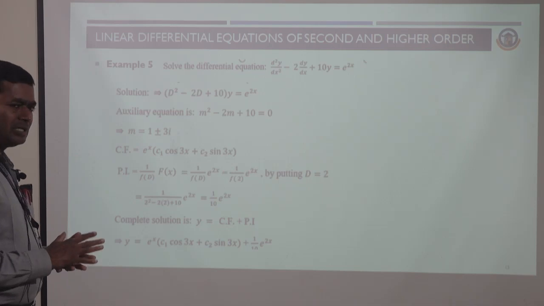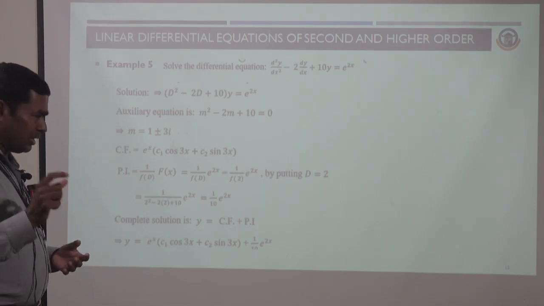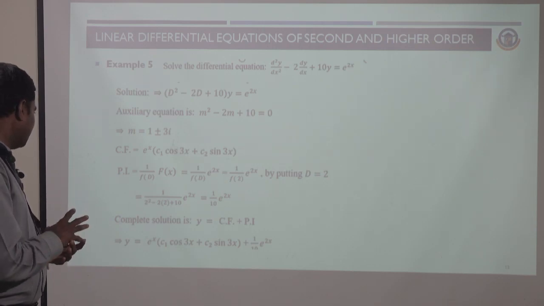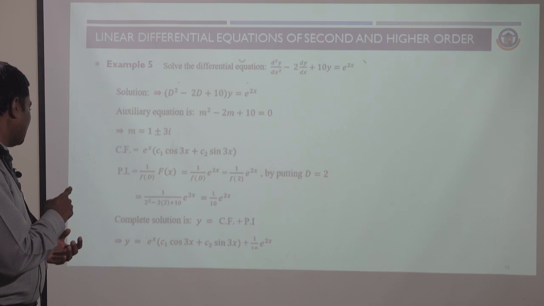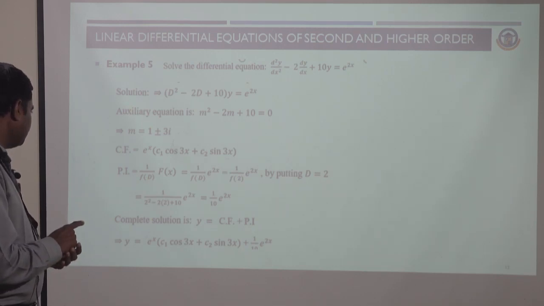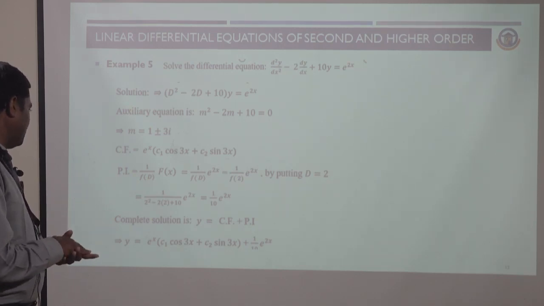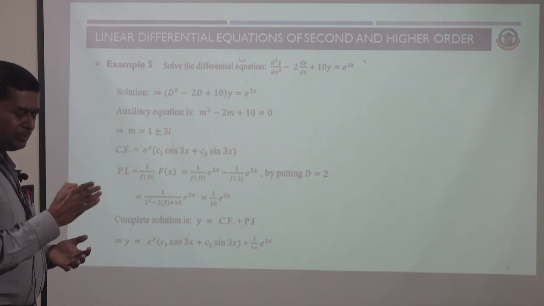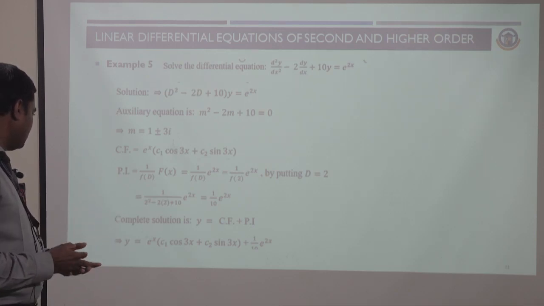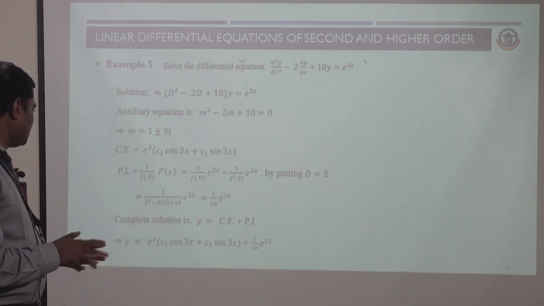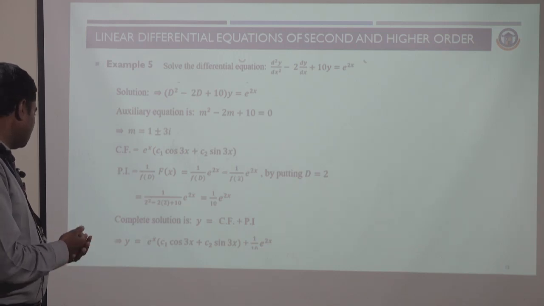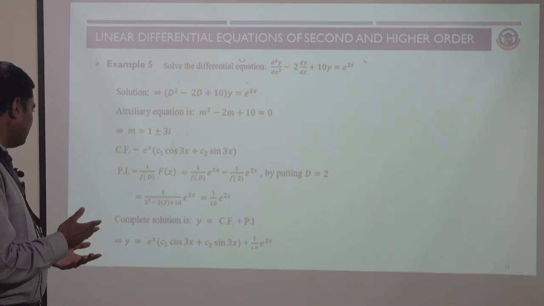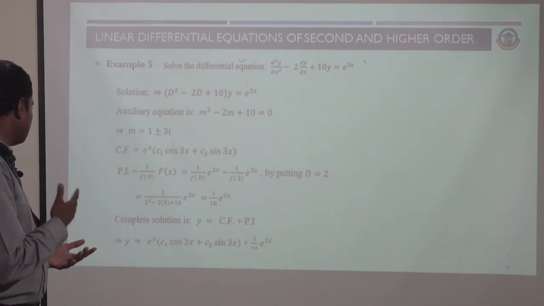Suppose in the same problem, instead of 10 we get 0 in the denominator. Then we multiply by x in the numerator, and differentiate D square minus 2D plus 10 with respect to D one time. Once again we substitute D is equal to 2, then we get the answer. If the denominator is 0 again, we follow the same procedure once more. So what is the complete solution? Y is equal to complementary function plus particular integral. Therefore y is equal to e power x into c1 cos 3x plus c2 sin 3x, plus 1 by 10 e to the power 2x. This is the solution of the given problem.